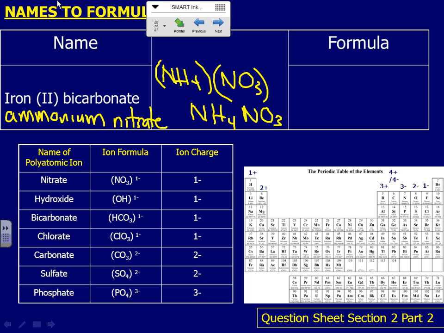NH4NO3. Now, some students sometimes say, well, let's put all the N's together. But you don't in this case, because then it doesn't indicate to you that it's made up of an ammonium and the nitrate. So we don't put them together. If you get something like that, you might think, oh my goodness, what can the name of this thing possibly be?